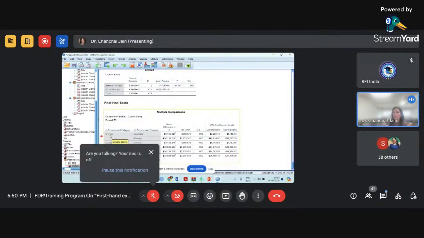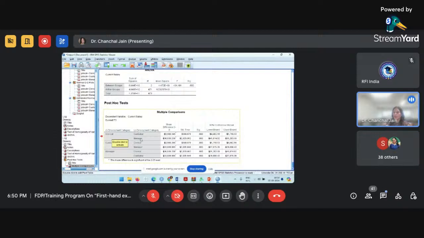Similarly, clerical staff mean salary minus manager staff mean salary is coming again negative. That means manager category employees are getting more salary in comparison to the clerical staff. Last, custodial and manager, which is again negative. So we can conclude that the manager category employees are drawing more mean salary in comparison to the custodial category employees. Is it clear to everyone?